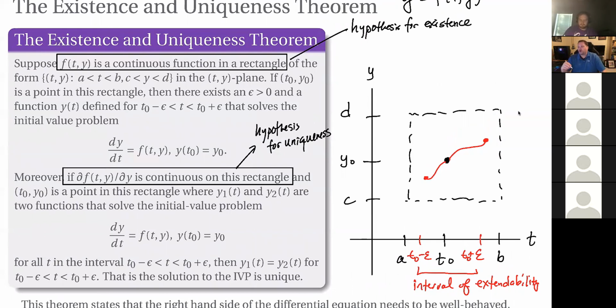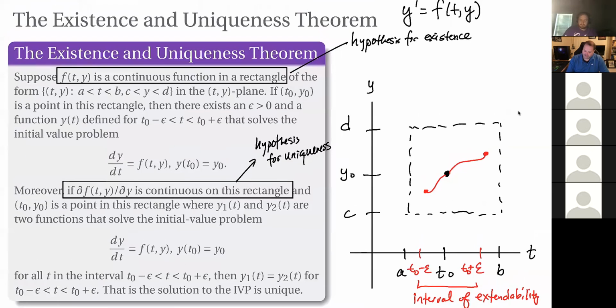Where you run into problems are at any points, t comma y, where you lose continuity. So bad points, we call them singularities. Any points where you lose continuity threaten the existence of solutions and the uniqueness of solutions. That's what this theorem says. Now, there's really not much more of it for me to say than that.